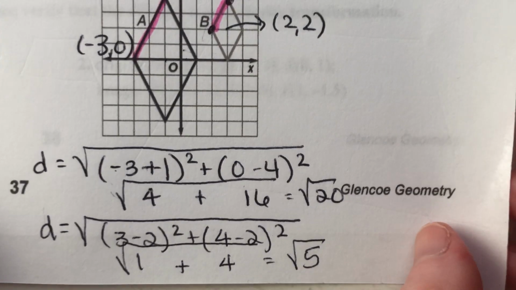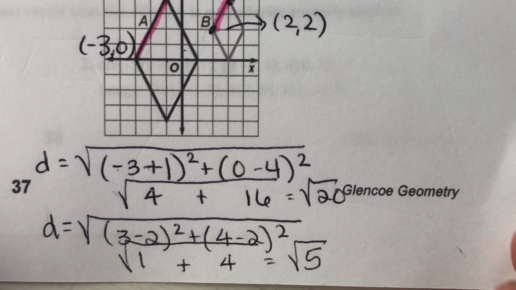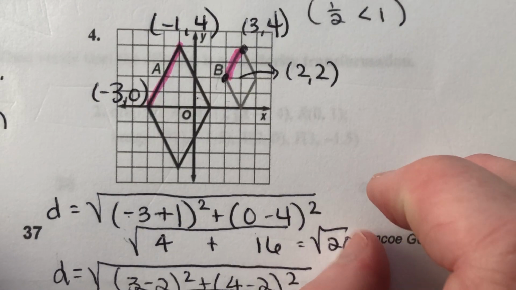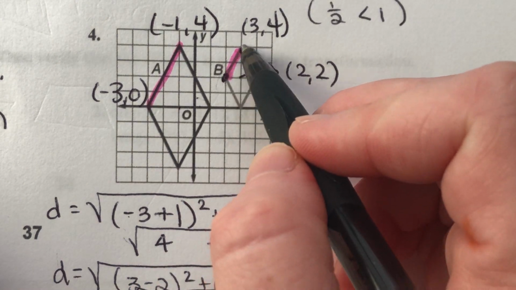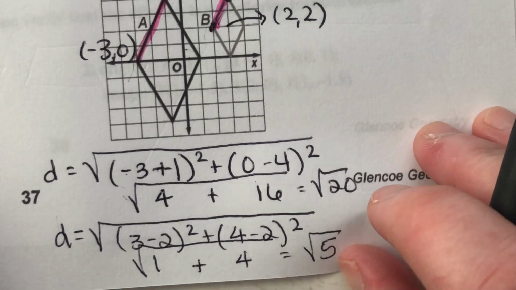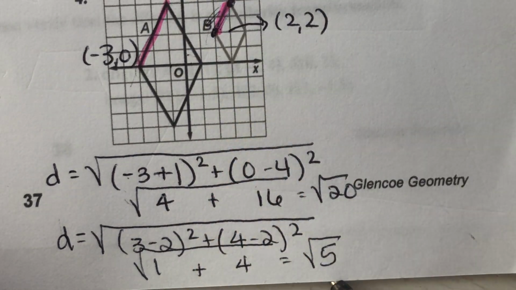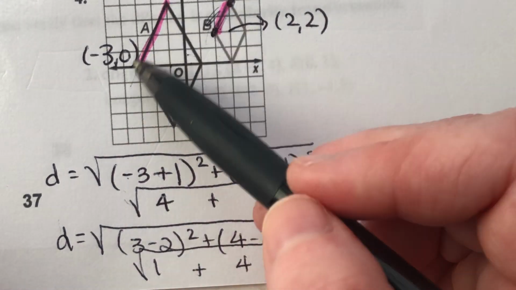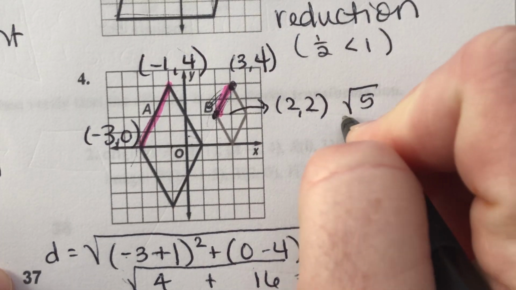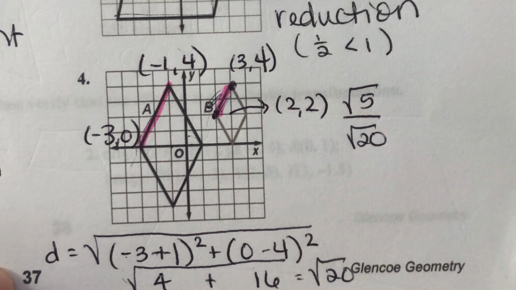Okay, so now I've got to figure out, is this greater than or less than 1, right? So how do I write the ratio? Well, remember, it's new over original. So this length over this length. This length right here is the square root of 5. This length right here is the square root of 20. So I'm going to write the square root of 5 over the square root of 20.